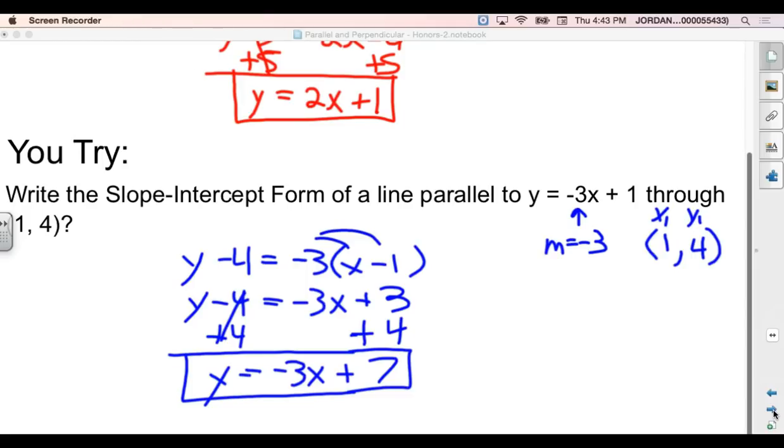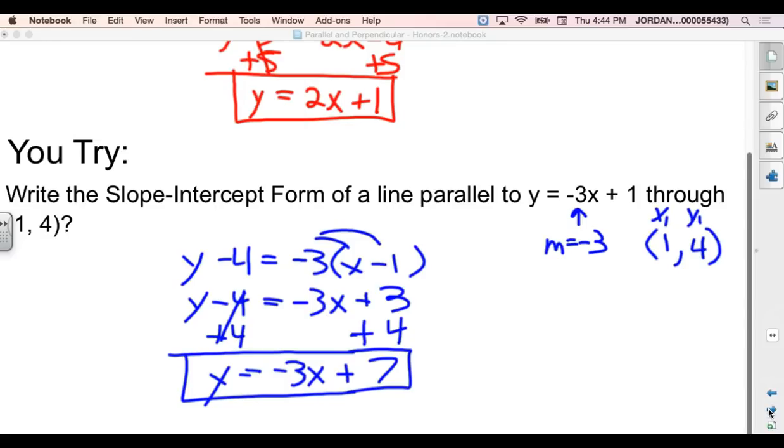Once we do that, we've got to distribute the negative 3. So negative 3 times x is negative 3x. Make sure when you do negative 3 times negative 1, you get positive 3, not negative 3. Negative times negative is positive. Then add 4 to get y by itself. So our answer is y equals negative 3x plus 7. That's the line that will be parallel, but will go through the point (1, 4).